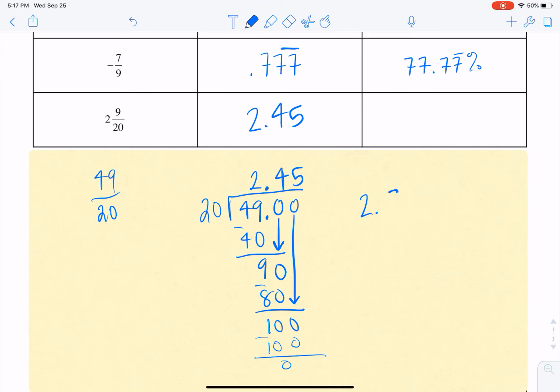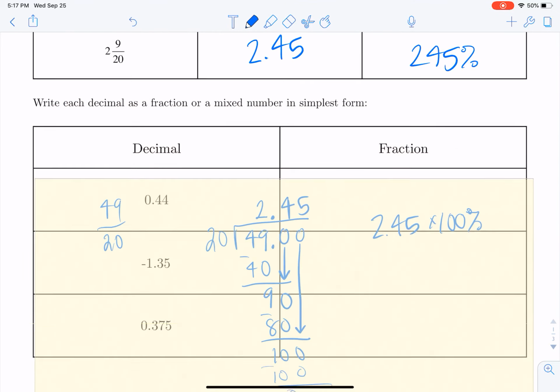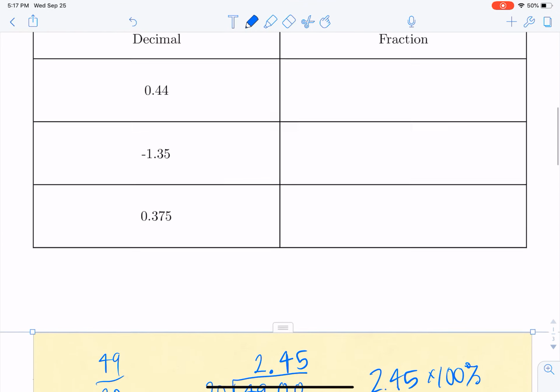And if I would like to put 2.45 into, that's not what I want to do, too many decimal points. If I'd like to put 2.45 into a percent, I can multiply it by 100%, and this will give me 245%.